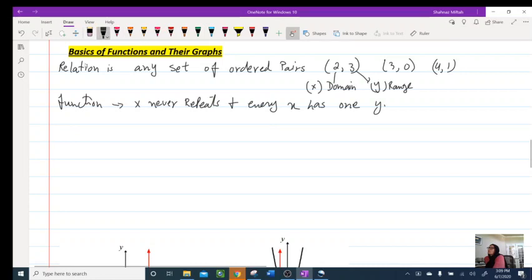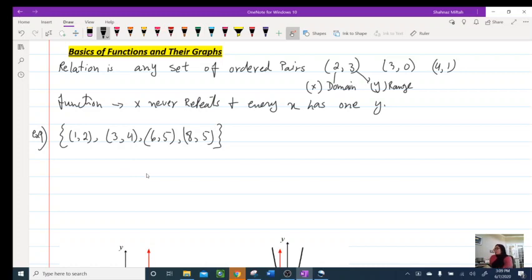Now if I give you an example, I have a set of ordered pairs: 1 and 2, then 3 and 4, and 6 and 5, and 8 and 5. The question is asking, determine whether the relation is a function. According to the definition, x never repeats. Do you see if x is repeating? 1, 3, 6, 8? No. Does every x have one y value? Yes. So yes, it is a function.